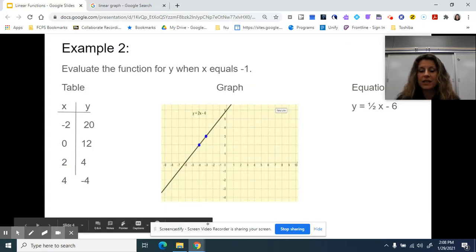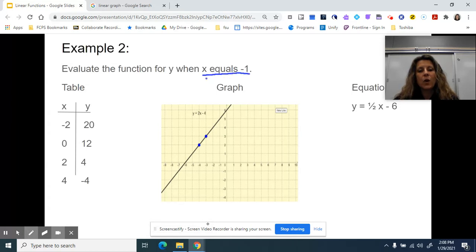Okay, we're going to do another example very similar to the first. This one, again, we want to evaluate y when x equals -1. Taking a look at this first t-chart, we see that we don't have the value when x equals -1. So it's in between these two. So -1 would be here.